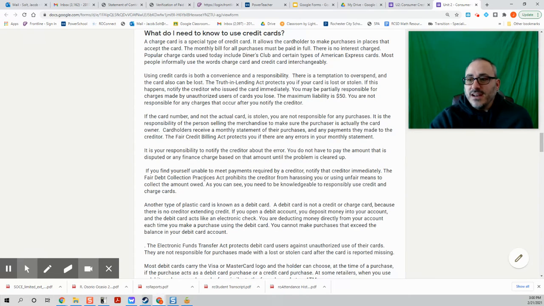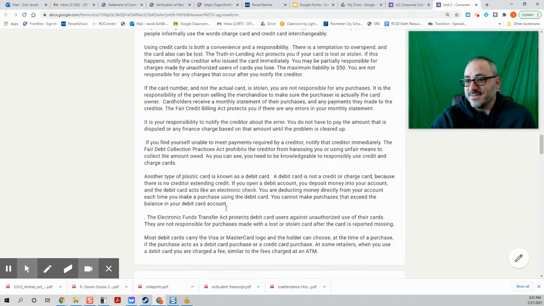If you find yourself unable to meet payments required by a creditor, you should notify that creditor immediately. The Fair Debt Collection Practices Act prohibits the creditor from harassing you or using unfair means to collect the amount owed. So as you can see, you need to be knowledgeable to responsibly use credit and charge cards, right? You need to have an idea of what your liabilities are, and be responsible with that card if someone steals it or if it's lost.